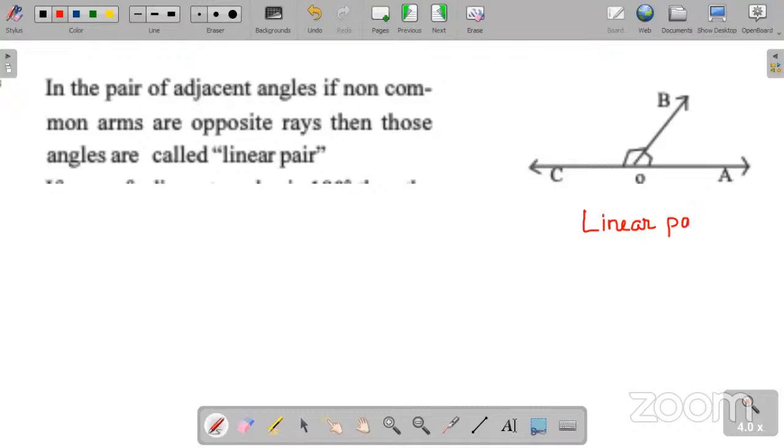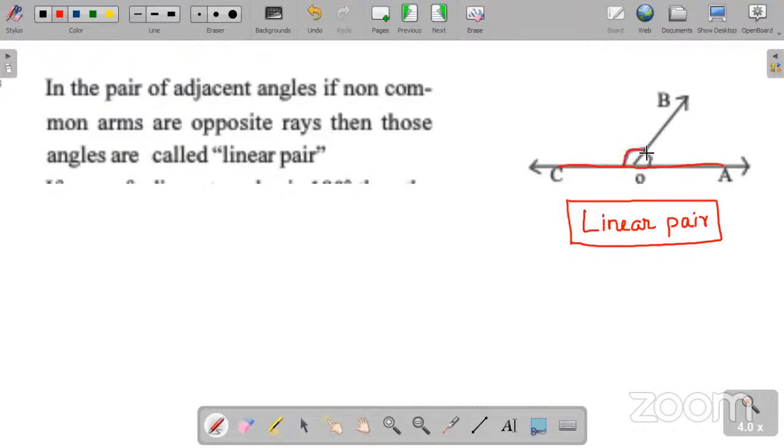Linear pair. So what do you mean by a linear pair? Now we are going to discuss an important point that is called linear pair. What is the linear pair? For example, observe here. This is ray OA. Here OC is also a ray.